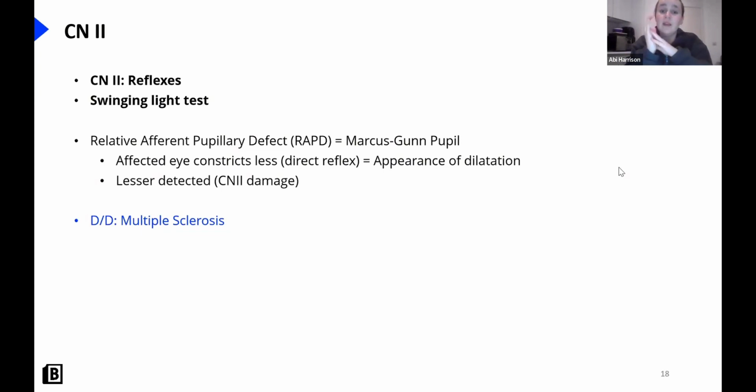If there's cranial nerve 2 damage, so partial lesion, the eyes will constrict less than you would expect them to when you shine the light directly into that eye. And that's because it's not sensing the light as well. So there'll be lesser constriction, which to you will look like slight dilation. So when you're doing a swinging light reflex, you're looking into the eye that you're shining the light in. And if there's pathology or a relative afferent pupillary defect, you will see what looks like slight dilation, but it's actually lesser constriction, and that is commonly associated with multiple sclerosis.